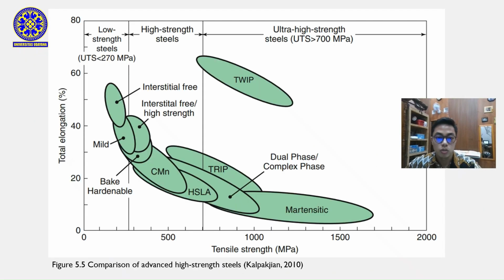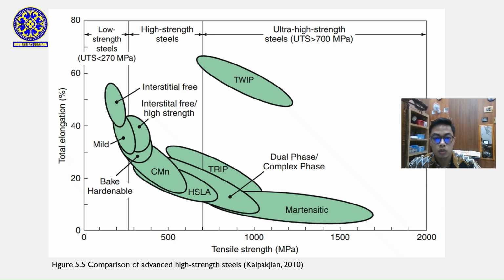This figure shows a comparison of different types of steel based on their tensile strength and total elongation. On the horizontal axis, we have tensile strength, while on the vertical axis, we have elongation, which represents ductility. On the left, mild steel and interstitial free steels have relatively low strength but high ductility. High strength low alloy steel has higher strength but still maintains some ductility.